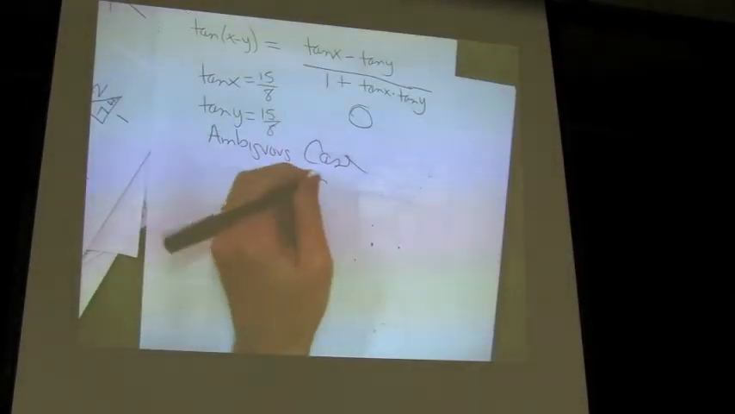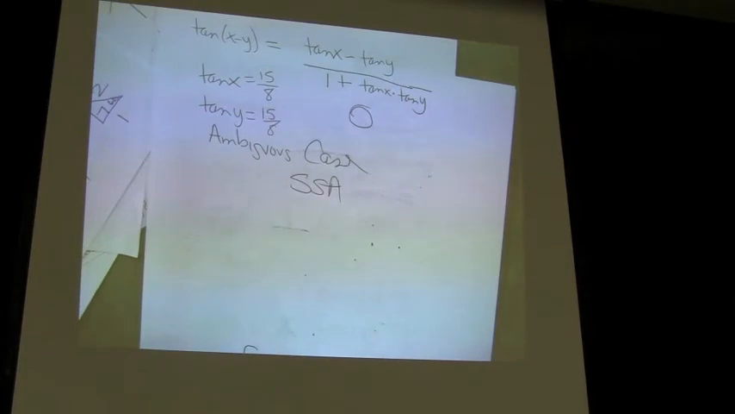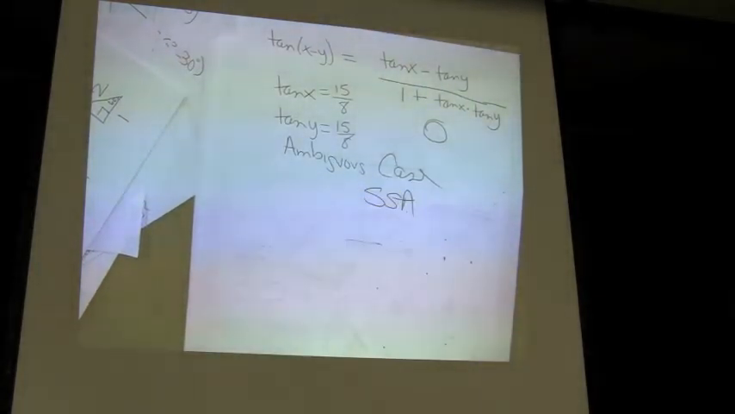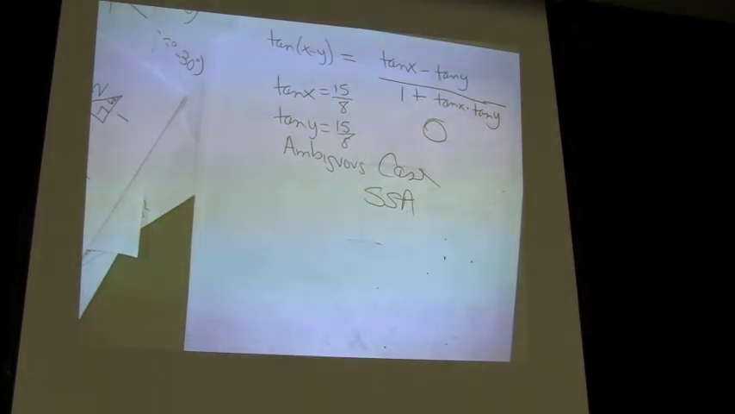The ambiguous case happens only when it's side-side-angle. And the angle has to be pretty small. To be an ambiguous case, it has to be side-side-angle, and the angle has to be pretty small.